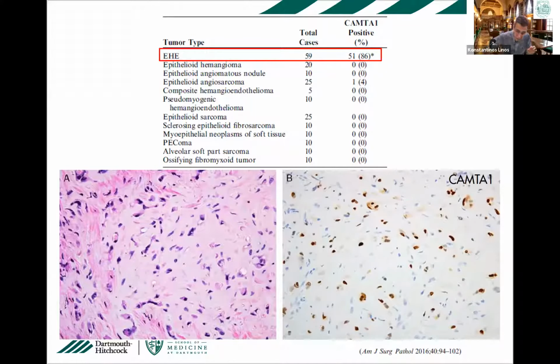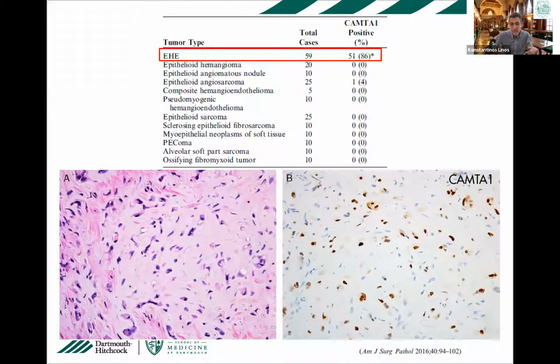You notice I don't use the term malignant epithelioid hemangioendothelioma. This term is not recommended anymore because by definition it's a low-grade malignant vascular tumor. However, if you have more atypia, necrosis, etc., we use the term higher risk. And this was the Japanese study. It worked pretty well. A lot of other entities in the differential were negative.